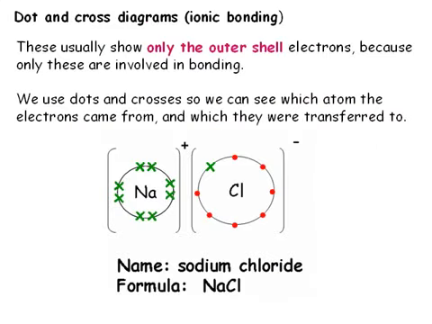Dot and cross diagrams are used to show the bonding in ionic substances. We usually show only the outer shell electrons, as these are the ones used in forming bonds. We also use dots to show the electrons that came from one atom, and crosses for the electrons from the other atom. The dot and cross diagram shows the charges on each ion and how many of each ion there is, as shown in the chemical formula, and where the electrons are after the ionic bond has been formed.